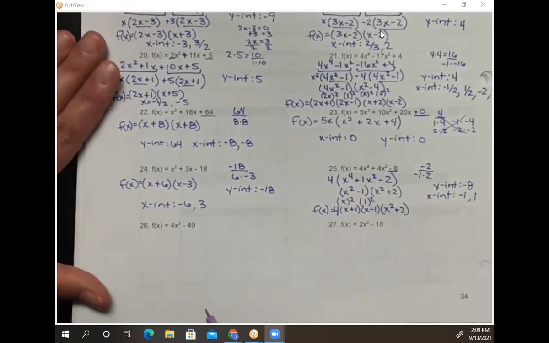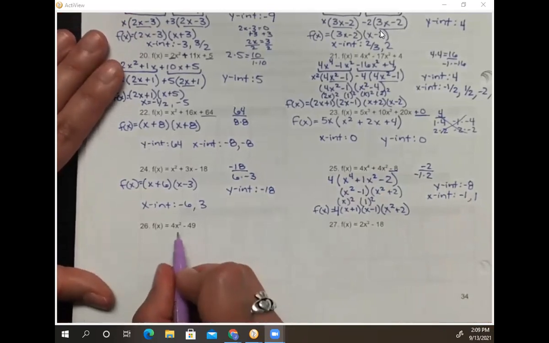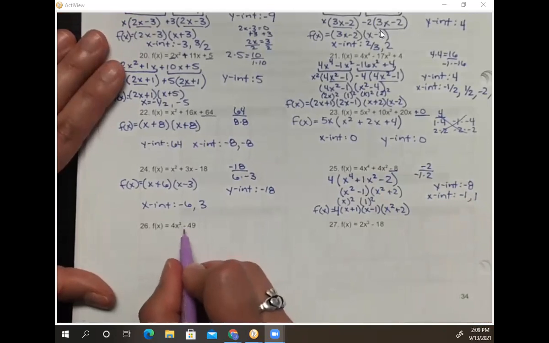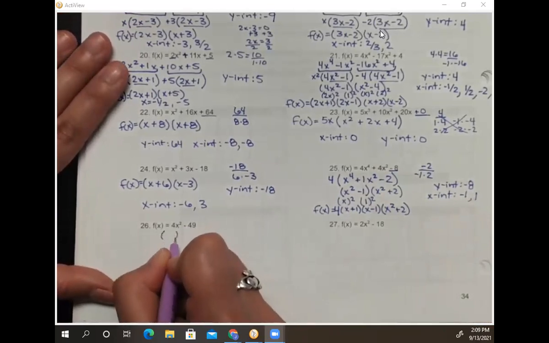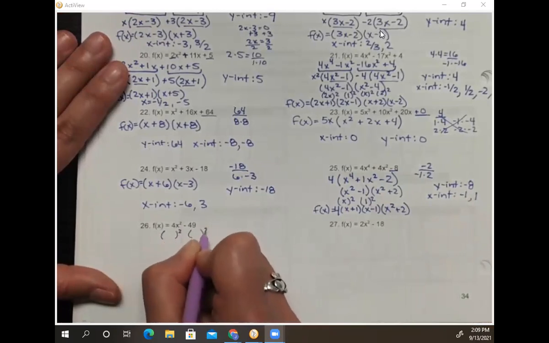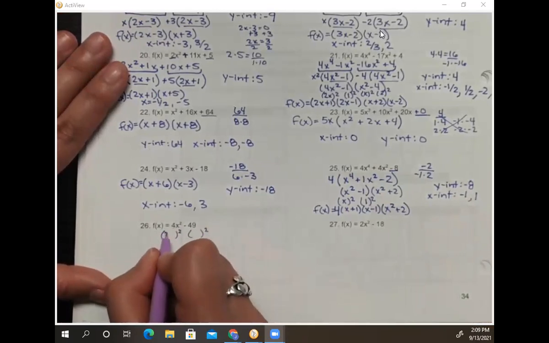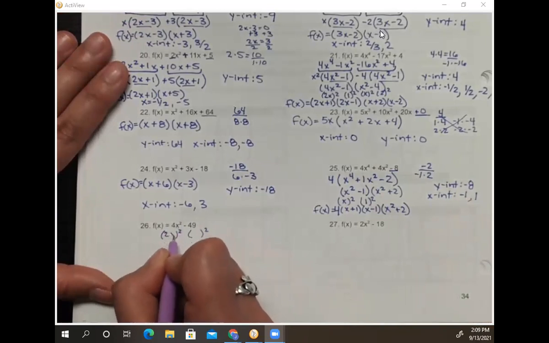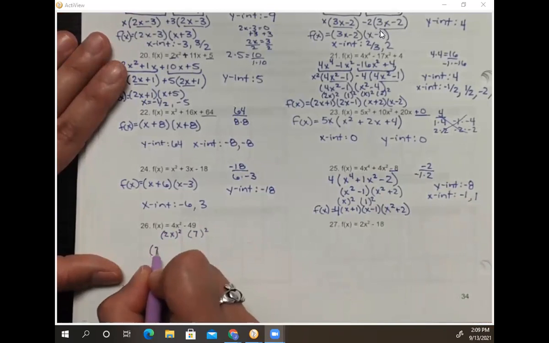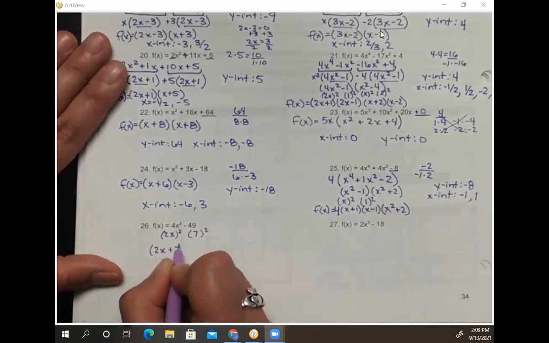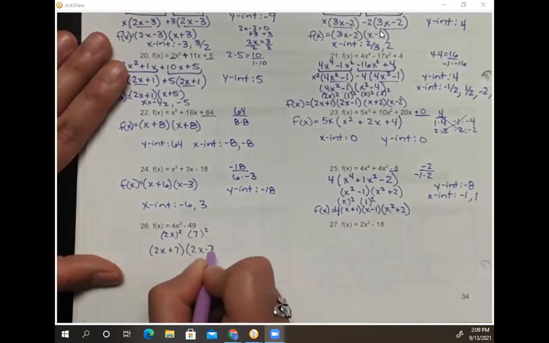Number 26, I've got just two terms here. So two terms, even degree, subtraction. That makes me think difference of squares. So I'm going to see what did I square to get each of these terms. To get 4, I squared 2. To get x^2, I squared x. To get 49, I squared 7. So my factored form here would be (2x + 7)(2x - 7).